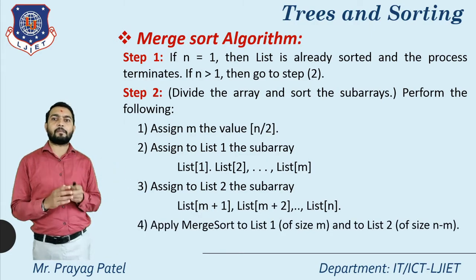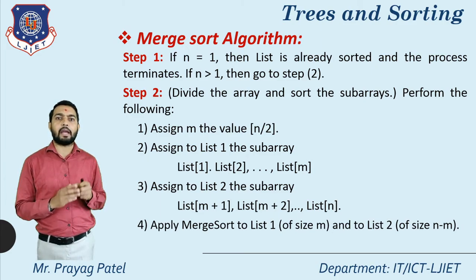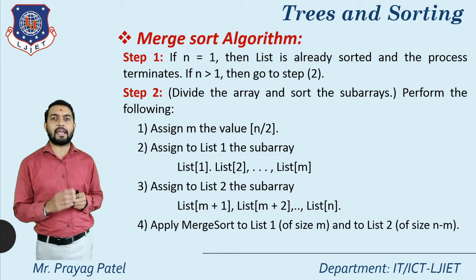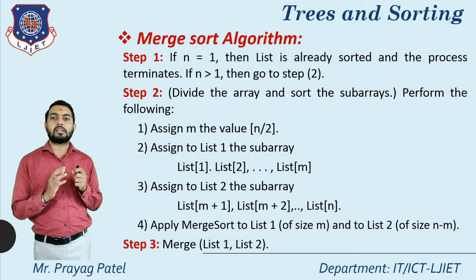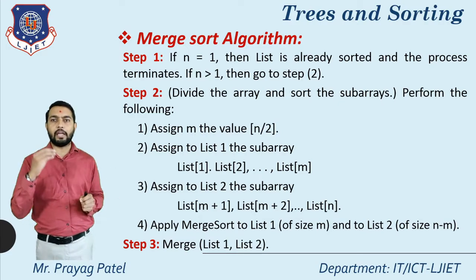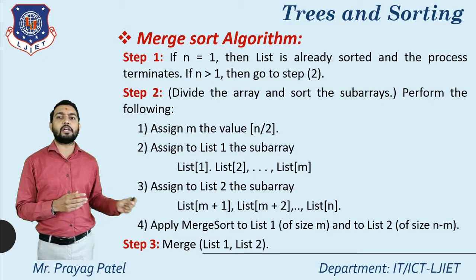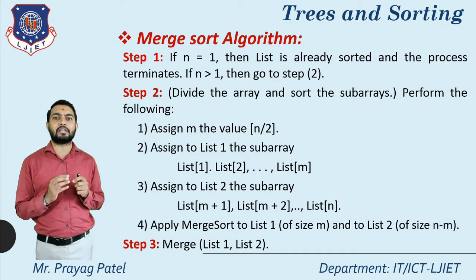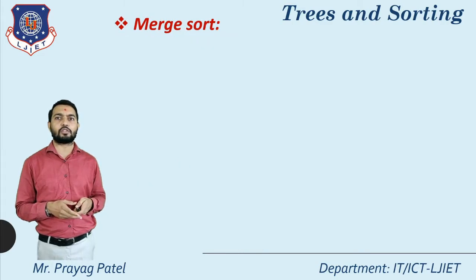Now after that, step number 4 is to apply the merge sort to list 1 and list 2. So list 1 size is m and list 2 size is n minus m. And step number 3 is merge list 1 with list 2. We already understand the algorithm for the merge. So according to the merge algorithm, here we perform the operation for merging list 1 with list 2. So this is a simple algorithm for the merge sort.